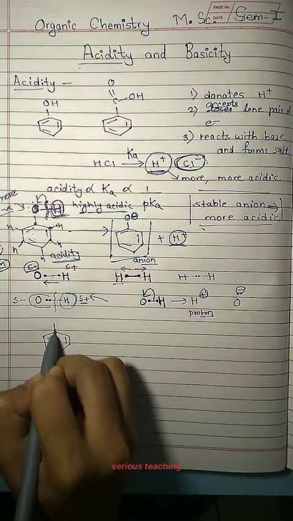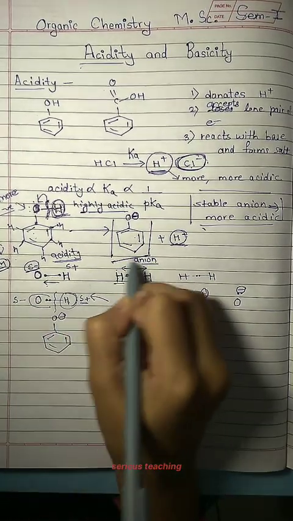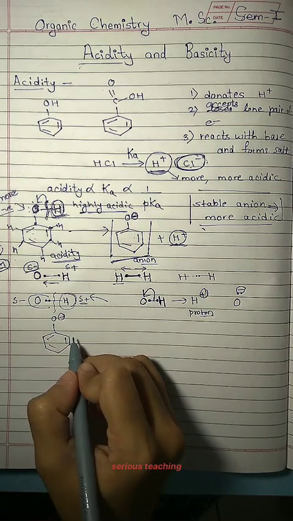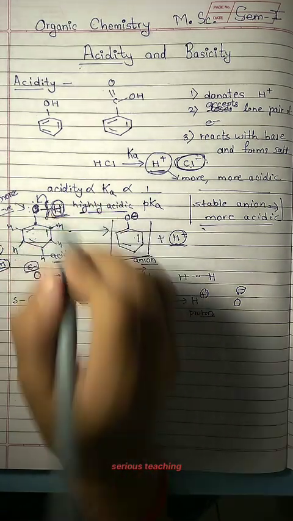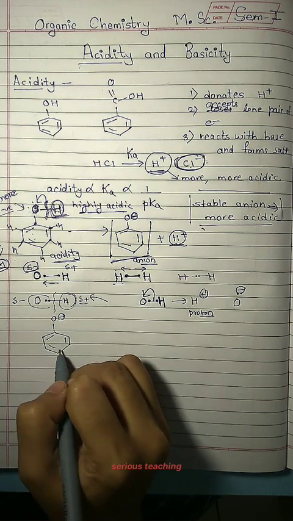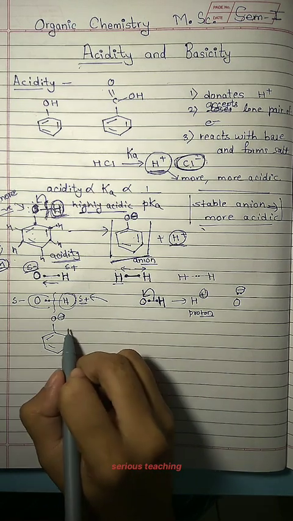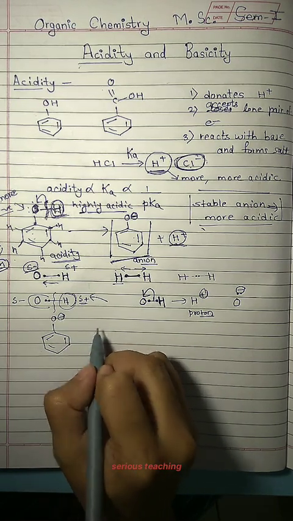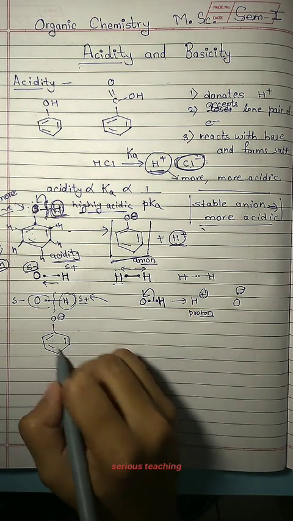If we consider this anion which is formed by this, we have to check its stability, and then we will decide whether this compound is acidic or not. So for that we will have to study its stability. So how can we check stability? There are some electronic effects to study the stability.